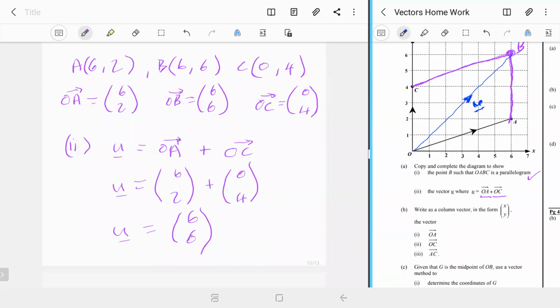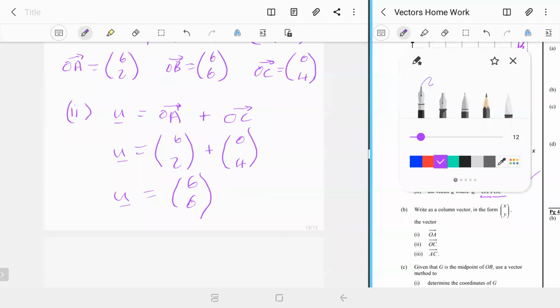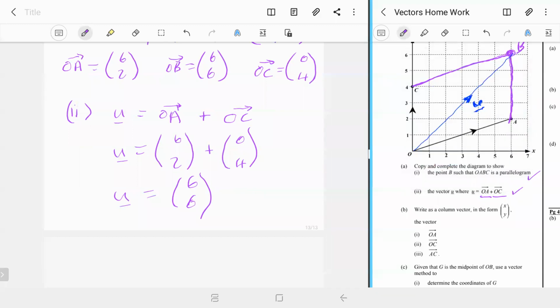Good? How is it? It's good, sir. Yes, sir. All right, good. So that is the vector. So we answer part 2 now. We take it off. Part 2 done. Bam. So we show it.